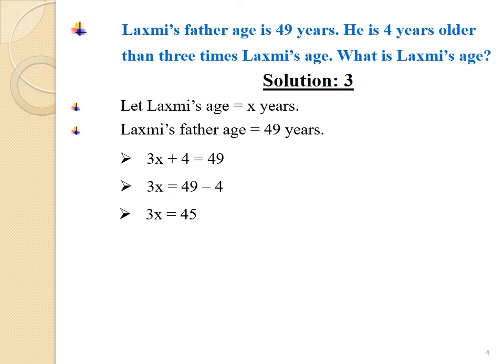Now, let us transpose 3 from left hand side to right hand side by changing its sign from multiplication to division. Thus, transposing 3 from LHS to RHS by changing its sign from multiplication to division, we get x equals 45 by 3. Now, dividing 45 by 3, we get x equals 15. Thus, Lakshmi's age is 15 years.